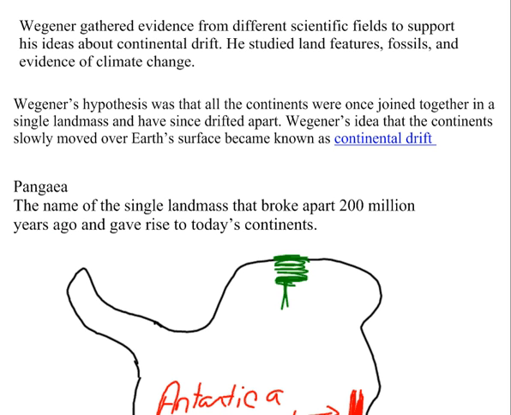We also talked about evidence from Wegener's hypothesis to support his idea about continental drift, that the continents and oceans, the plates, actually move. The evidence included land features, fossils, and climate change. The theory that the continents were once joined together in a single landmass and have since drifted apart is the theory of continental drift. And the landmass was known as Pangea.